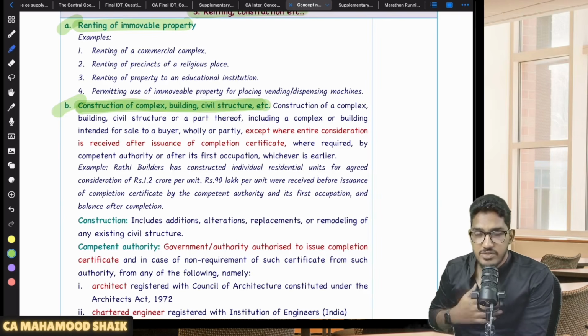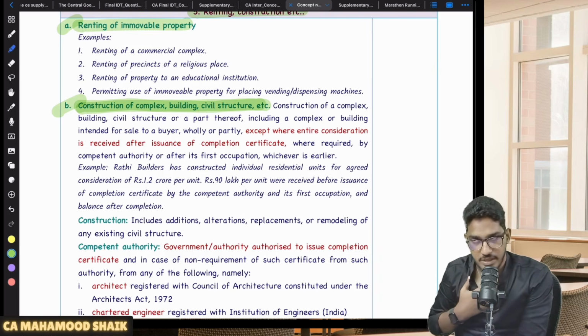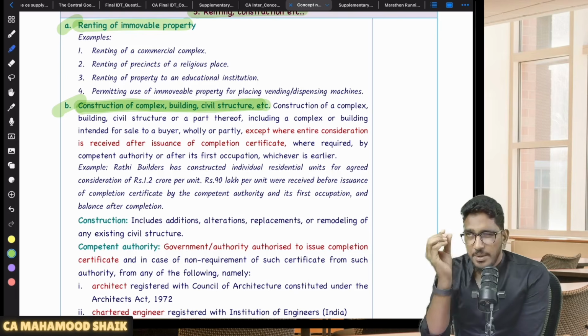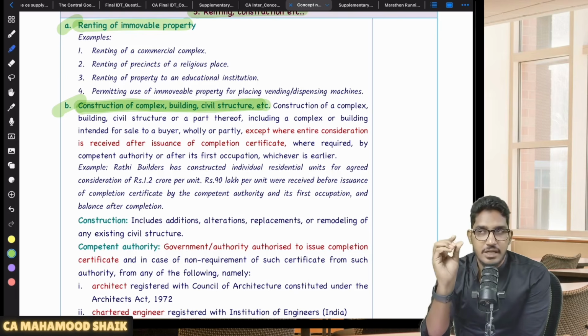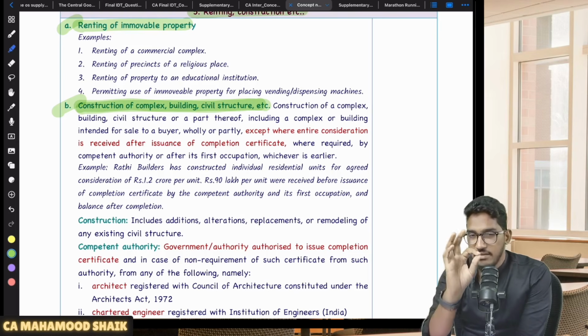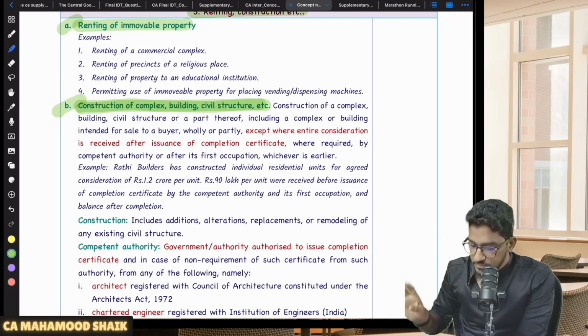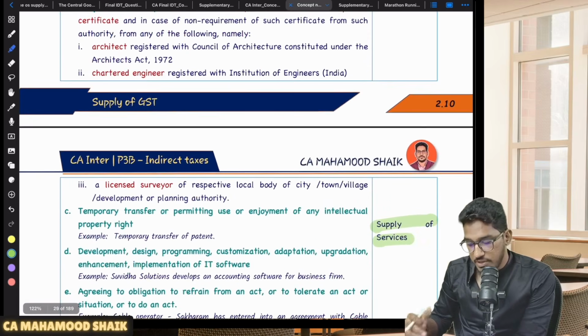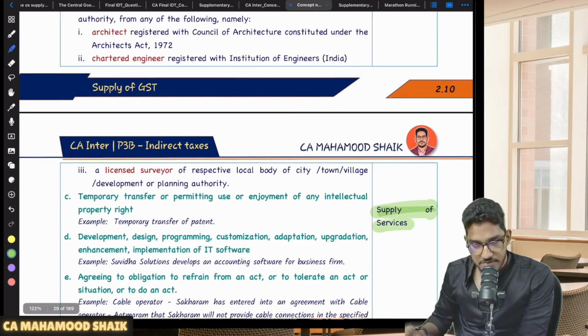For example, I have a piece of land. On that, a builder came forward and told, sir, I will do the construction for you on this piece of land. So that construction of building is also a supply of service. But a thin line is there, a small connection with schedule 3. When I take up 7 subsection 2, which activities will not fall under supply, there I will try to link it. So for the time being, just remember that construction of a complex building or civil structure, if someone is offering that service, it will be a supply of service.